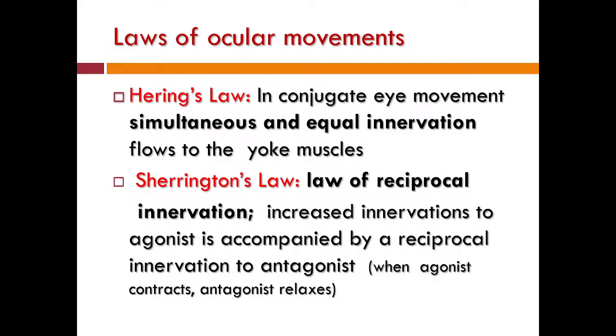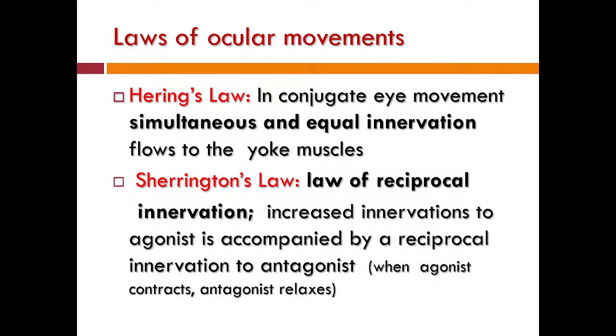Okay. If I am looking to this side, equal and simultaneous innervation has to flow to lateral rectus of this side, medial rectus. Only then this action is possible to full extent. Okay. If innervation is poor, this one eye will not move, or if there is more innervation, this eye will move more, right. So, this law says that equal and simultaneous innervation flows to the yoke muscles when we move in a particular direction in normal conditions. Okay. This is Hering's law, which says that in conjugate eye movements, simultaneous equal innervation flows to the yoke muscles. Then only this movement is possible, otherwise one eye will overshoot, the other eye will be restricted.